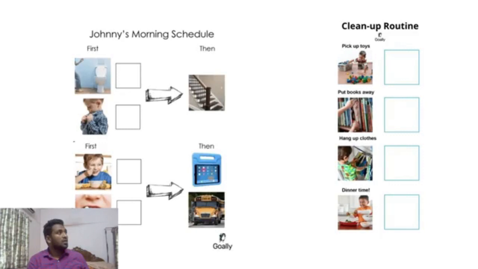So what happens is, if you can see here, every image has a very clear picture of what the activity is, and there is one box next to it that the child can put a tick in, either a tick to say that I did this, or not done.